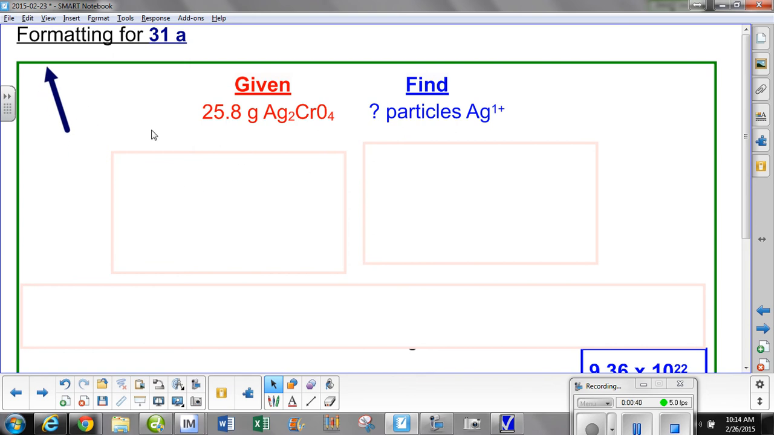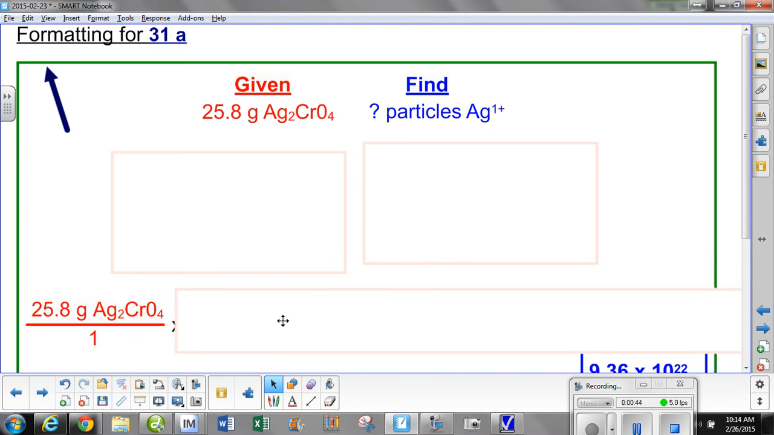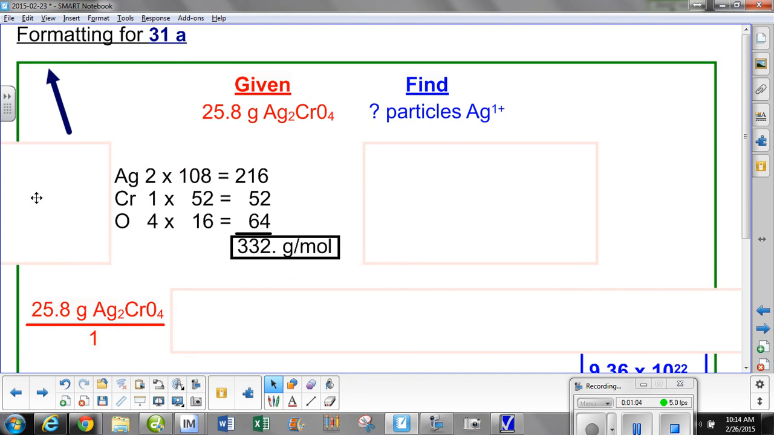But this problem starts pretty much like all the others. The starting I think is pretty easy, and I think you should all feel very comfortable and confident with using this as you're given. So the first thing you're going to have to do is get your grams into moles. And to do that, you have to calculate the molar mass. And when you do the molar mass calculation, it will look like this.